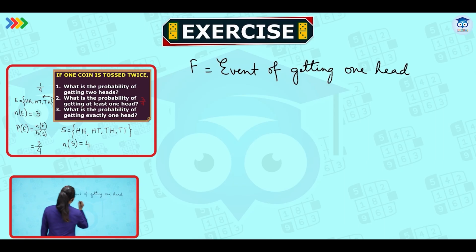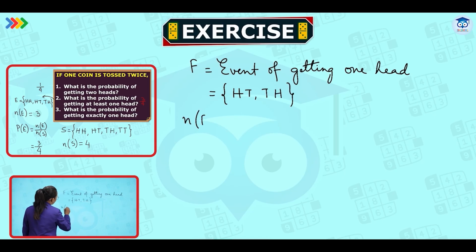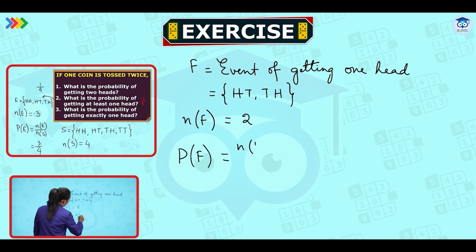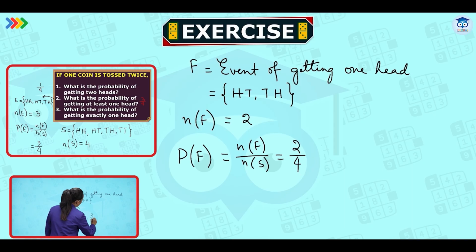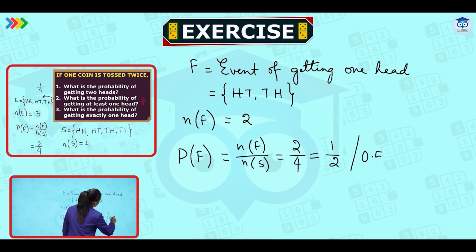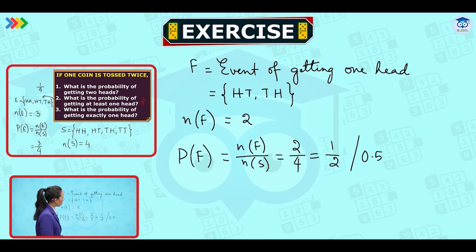So this will contain what? Head tail and tail head. So N of F is equal to 2. So probability of F is equal to N of F upon N of S. That means 2 upon 4, that is 1 upon 2. You can write this as 0.5 also, or you can leave it as 1 upon 2 also. Choice is yours. So like this, we calculate this question.